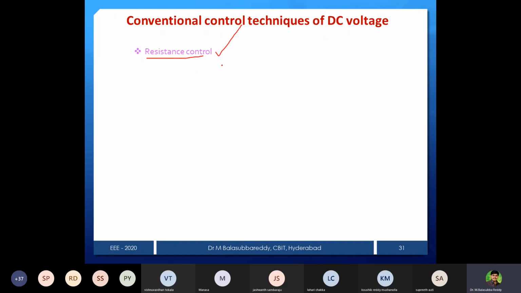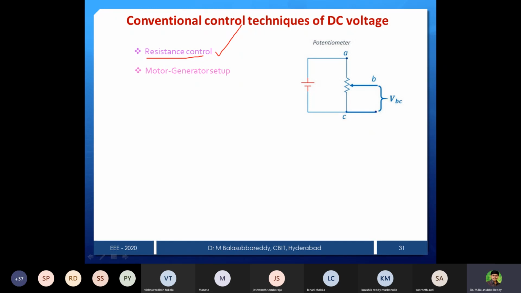Preferably we don't use this method, because to get variable voltage I am simply wasting power in the resistor. That's why generally this method is not preferable. And there is another method also, the motor generator setup. It is there in our lab also.